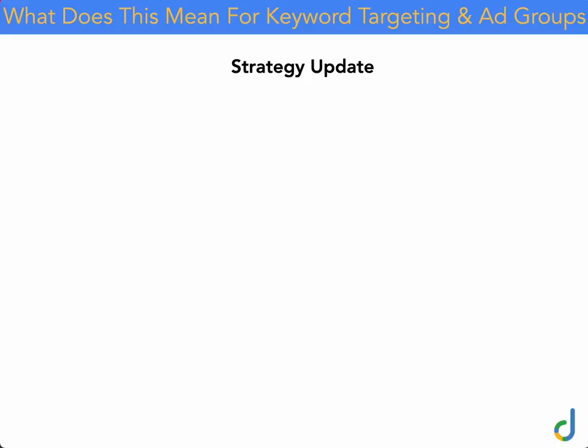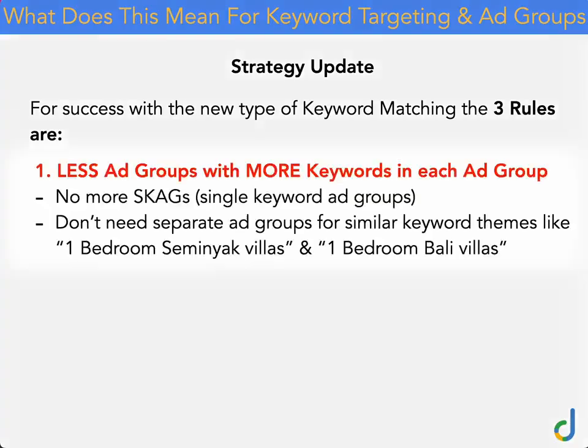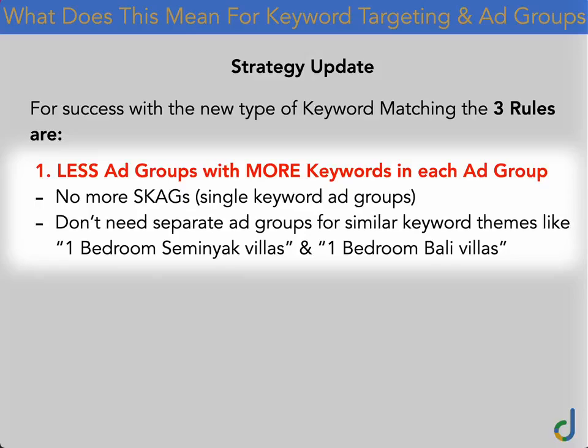So I do just want to share a strategy update. And once again, if you're new to Google Ads, you won't know anything different. But if you were involved in Google Ads before 2021, this does take time to get your head around and make sure that you're doing it in the right way. So for success with the new type of keyword matching, the 3 rules are: firstly, you're going to have less ad groups with more keywords in each ad group. What we're saying by that is no more SKAGs, so single keyword ad groups. What I mean by that is for a long time in Google Ads, success was found by having ad groups that just had one keyword in it.